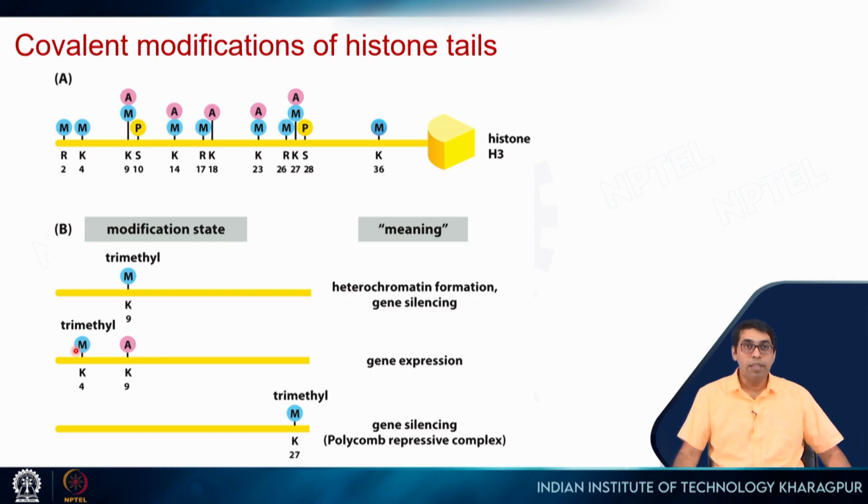On the other hand, other modifications can indicate gene expression. So, the chromatin will open up and it will be accessible to the polymerases and other proteins. So, this type of modification can also control expression and repression of genes.